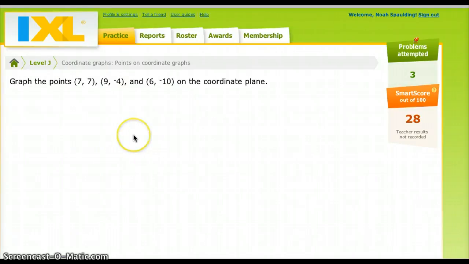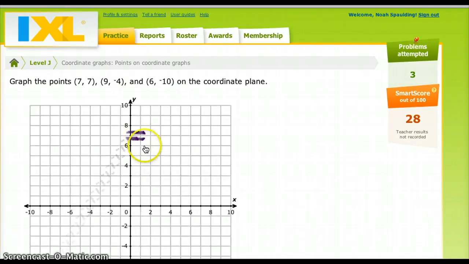Okay. All right, so here we have to graph 3 points. All right, let's start first at 7, 7. So start at the origin. Positive 7, so we go to the right 7. And then another positive 7, so we're going to go up 7. There's the first. Okay, second one. 9, -4. Either right or left. In this case, again, it is positive, so we're going to go to the right 9.